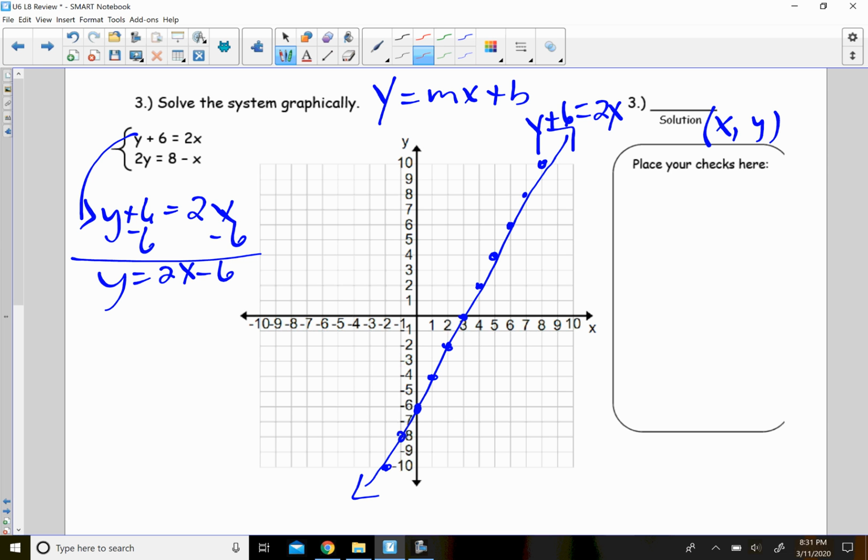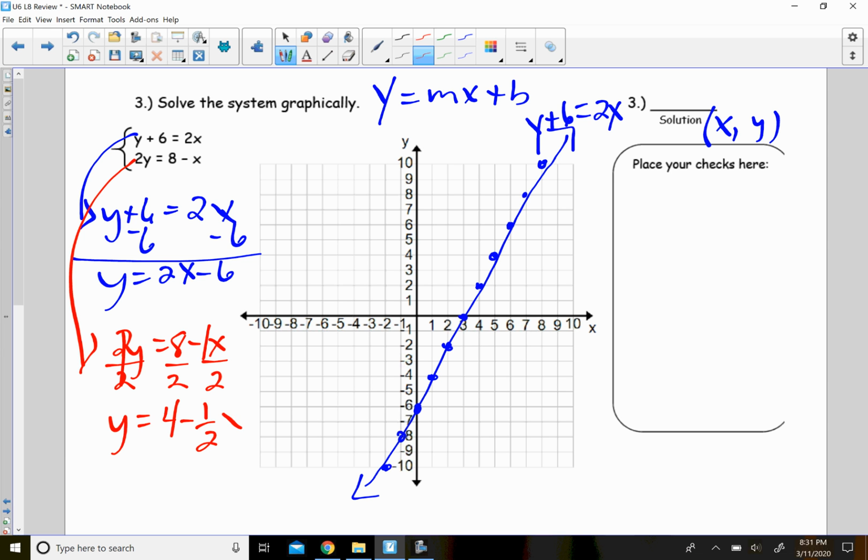And then if I switch my color here, the second equation, 2y equals 8 minus x. If I divide all the pieces by 2, I can isolate y, which will equal 4 minus, remember that's a 1/2 x. So I'm going to start at 4, which is positive. My slope is up or down first. It's going to be down 1 for negative, and then to the right 2. The up-down movement is first, then the left-right. So down 1, right 2, down 1, right 2.